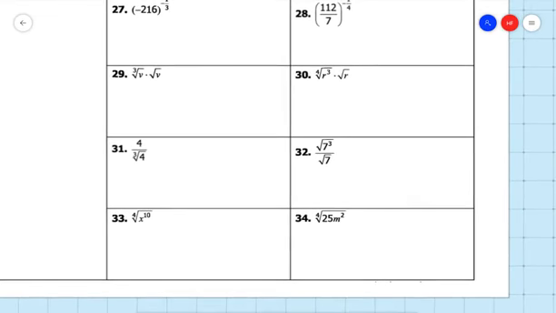On number 29, we have the cube root of v times the square root of v. So this is v to the power of 1/3 times v to the power of 1/2, which when we have the same base, we take those exponents and add them. So we've got v to the power of 1/3 plus 1/2, which is v to the power of 2/6 plus 3/6. So v to the power of 5/6. And then written as a radical, we have the 6th root of v to the 5th power.